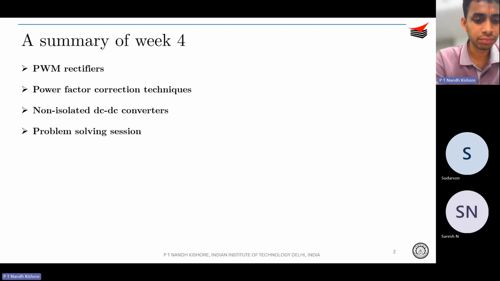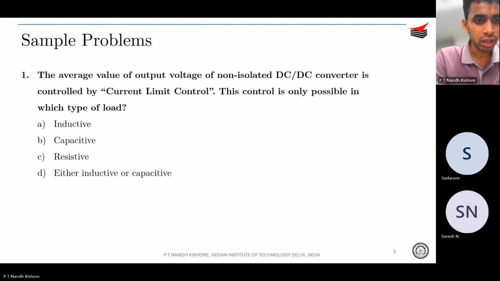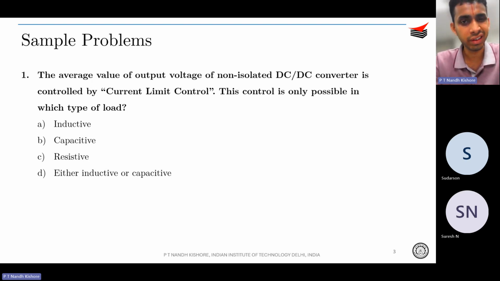Okay, so yeah, we'll just see the problems, and all the problems include both theoretical as well as numerical parts. It's a mixture of both types, so we can just see all of them. Okay, so the average value of output voltage of non-isolated DC-DC converter is controlled by current limit control. This control is possible with which type of load? Inductive, capacitive, resistive, inductive or capacitive, or what?